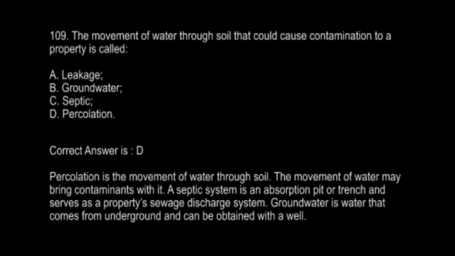Correct answer is D. Percolation is the movement of water through soil. The movement of water may bring contaminants with it. A septic system is an absorption pit or trench and serves as a property's sewage discharge system. Groundwater is water that comes from underground and can be obtained with a well.